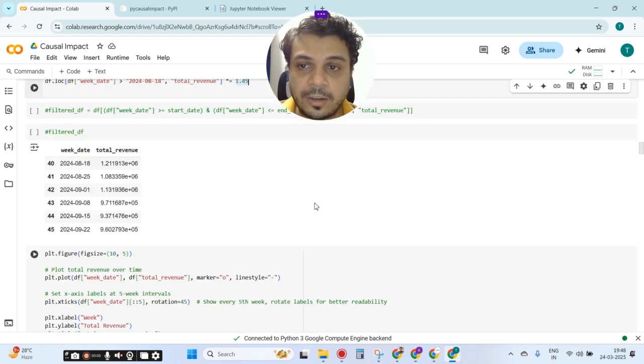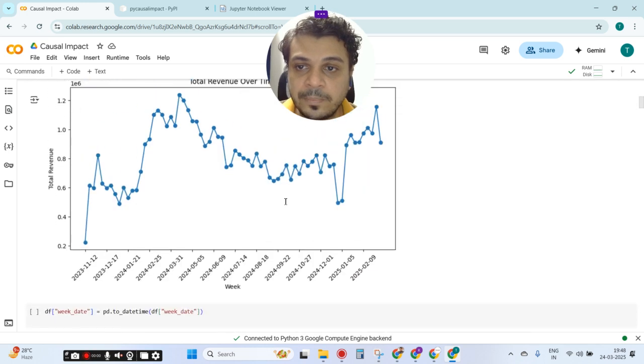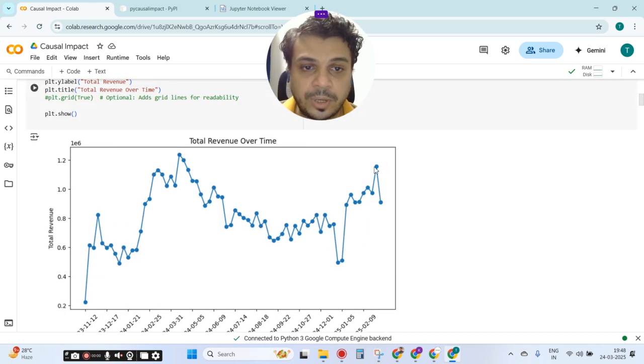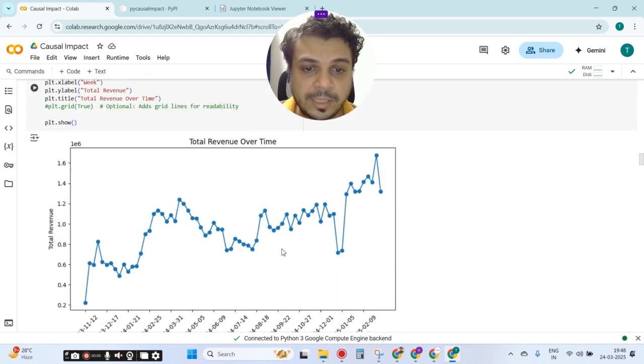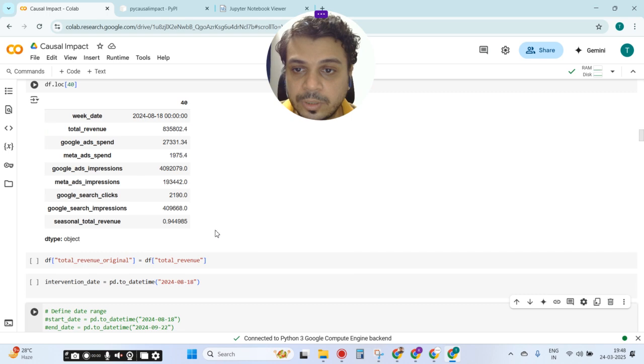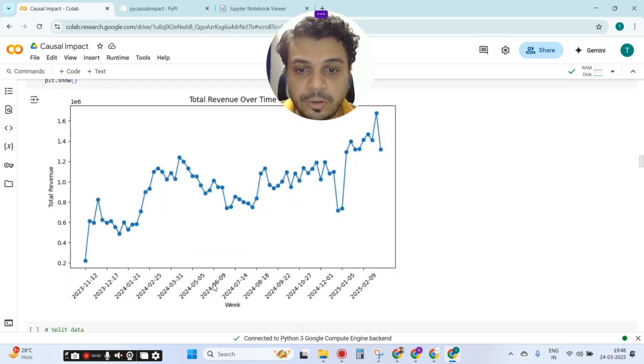And after that, we plot it again. And if you compare it with the previous one, this was up to around 1.2 here, right? And now you see the pattern, the distribution remains exactly the same. It's just that it has got a bump now. Everything from that point onwards, I think the point was, let's see, the intervention date is 18/8, right? So 18th August 2024. So around this point, that's where it got the bump.